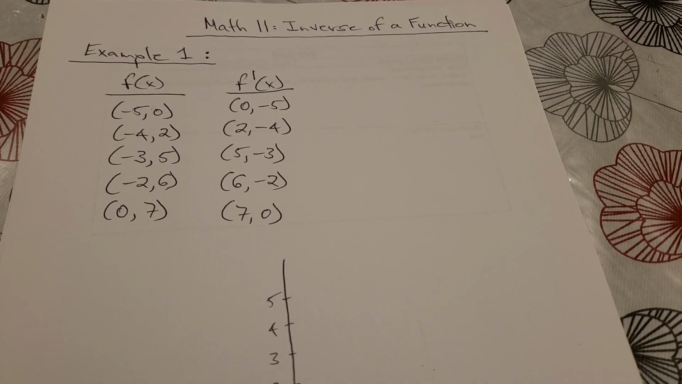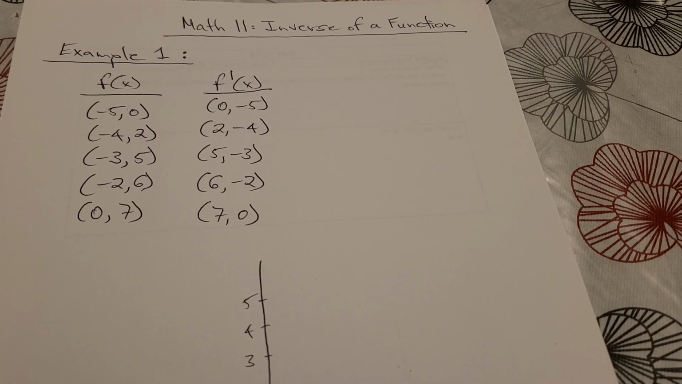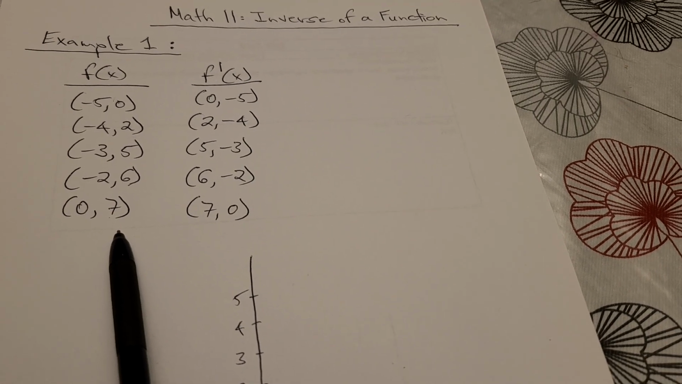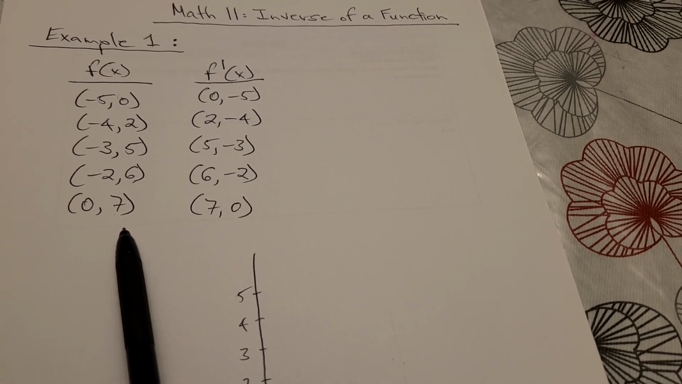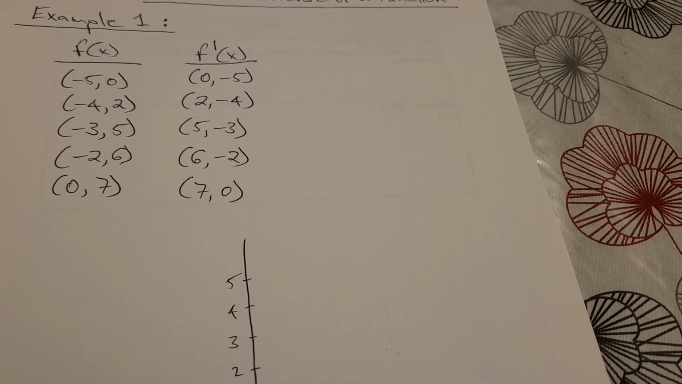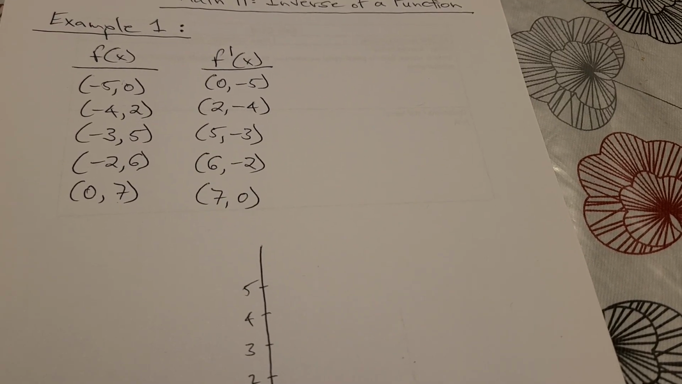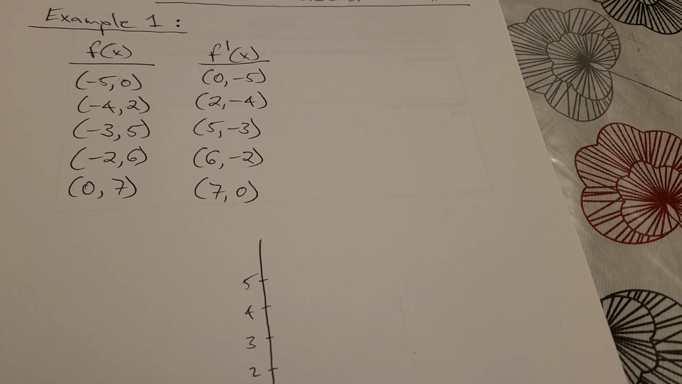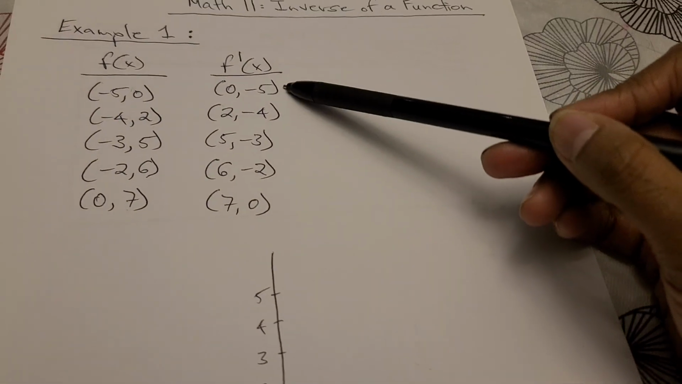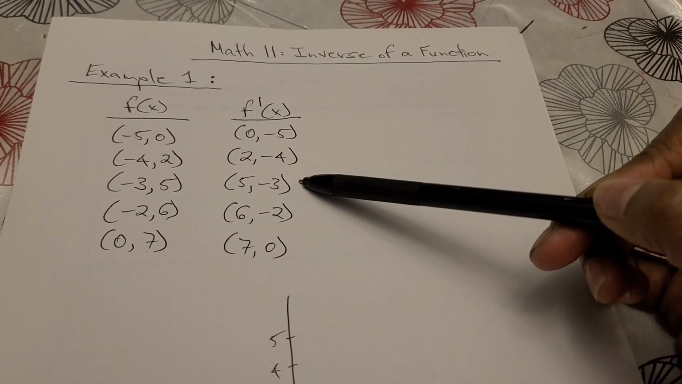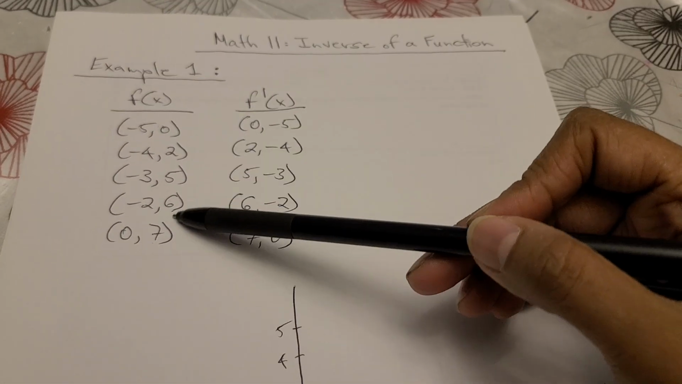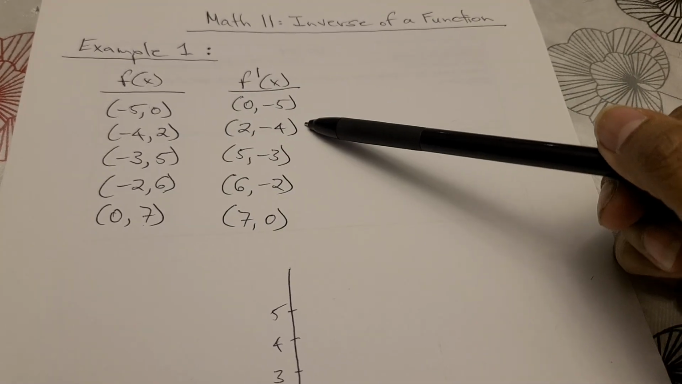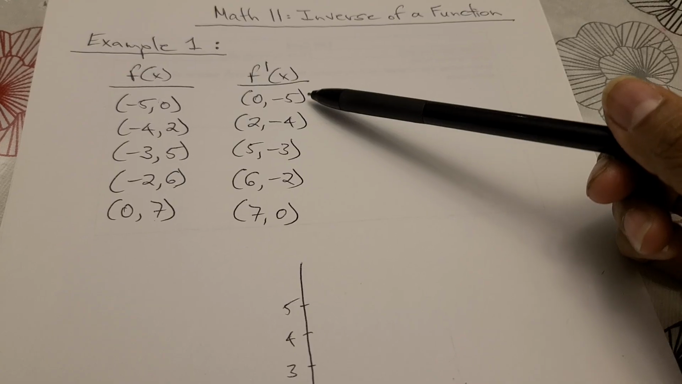Let's try example 1. It says determine the inverse numerically. This table here is showing the f of x function for these ordered pairs, and you're basically determining the inverse function. Then you can state the domain and range for both f of x and its inverse. I already wrote it down here. When the teacher gives you these coordinates for the f of x function, like -5 and 0, for the inverse function, you're just going to reverse the coordinates.